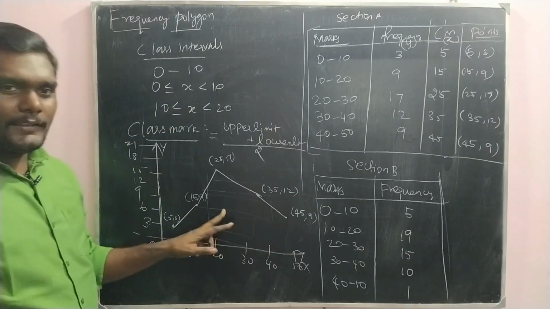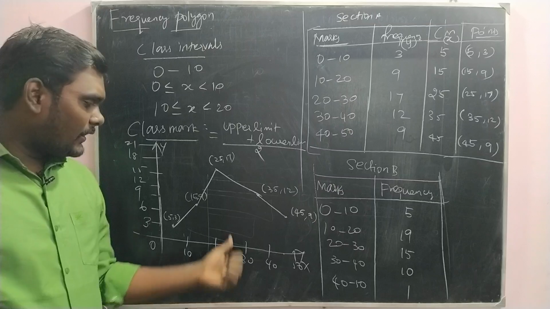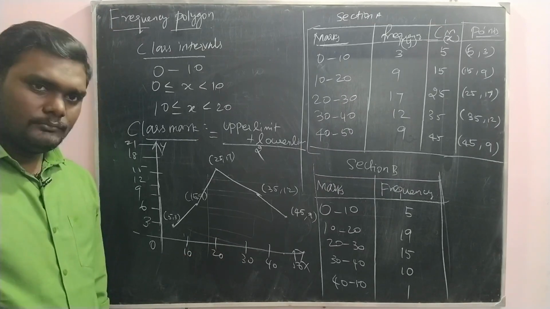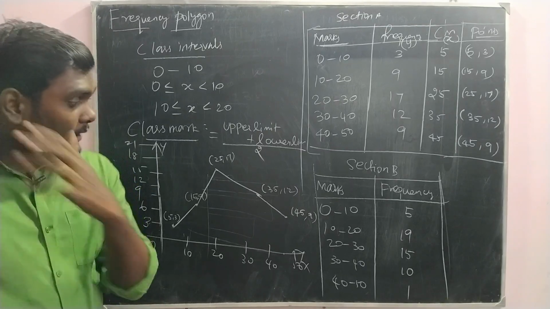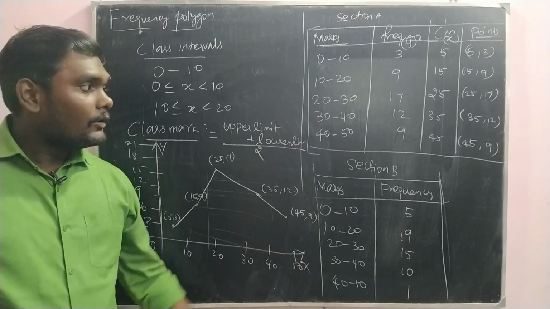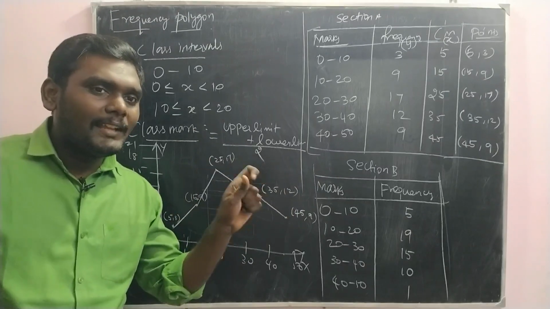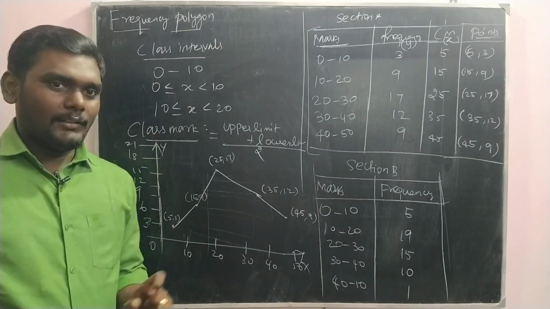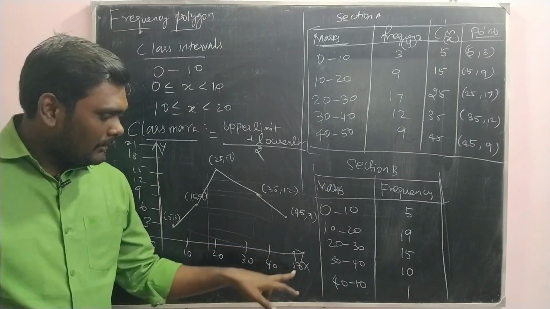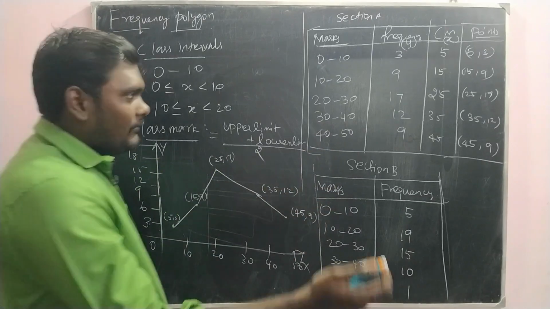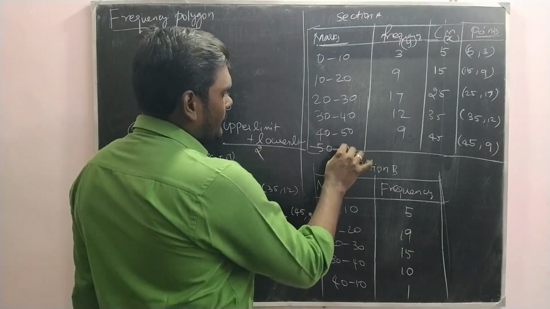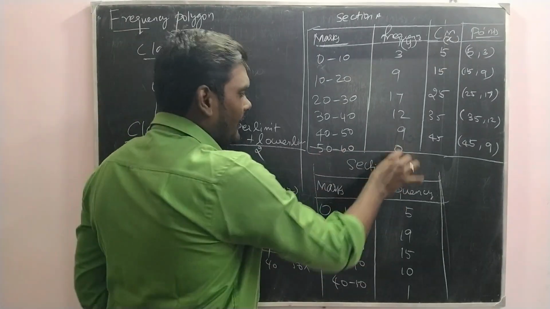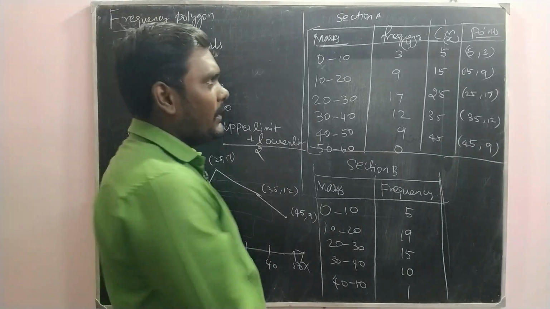But look at this. Is this a polygon? A polygon is a closed figure. Is this closed? No. So we should make this closed. But we don't have any other data after that. So we will be creating a dummy class interval to conclude this polygon. After 50 we don't have any data. We may have 50 to 60 as a dummy class interval after this, to conclude with frequency 0 that has no significance. Then what would be that point?